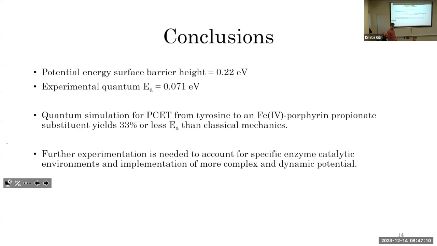So this is really cool because it provides a base model for this experiment. However, it has the same downfall of Curtis's experiment. We don't actually show the transfer of the electron, just that of the proton. And we would also need to account for specific enzyme catalytic environments and an implementation of a more complex and dynamic potential.